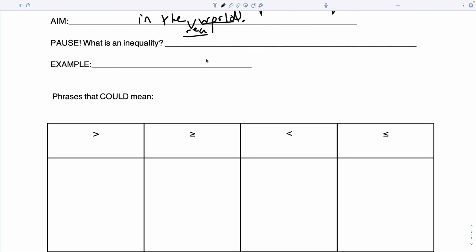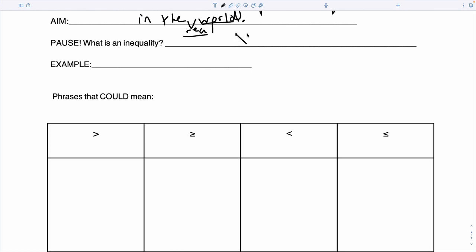I think Mackenzie mentioned it. What's an inequality compared to an equation? What's the main difference between those two? Jot down one sentence on the line. What's the difference between an inequality and an equation, in your own words? I'll give you just a hint if you're a little stuck.